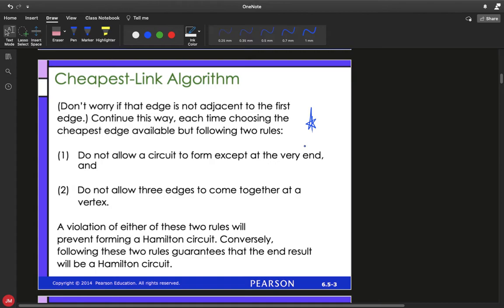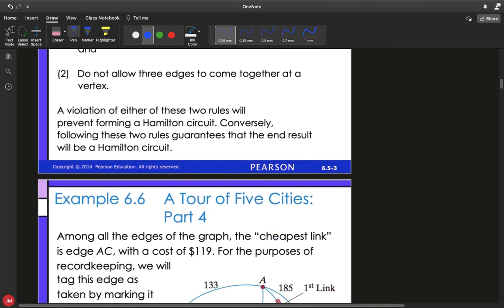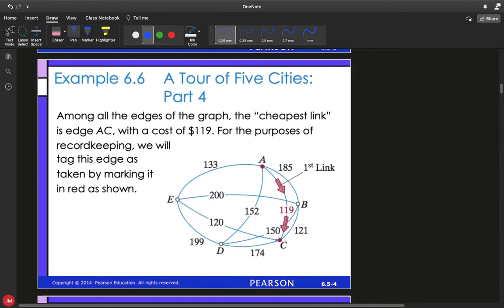The second rule is that we're not going to allow three edges to come together at a single vertex. What that basically ends up meaning is that it's once again not going to be ideal and is not going to work. So again, as long as we follow these two rules, we should be able to use this cheapest link algorithm fairly easily. Let's take a look at an example of this using that tour of 5 cities. This is the one that we've used for each of the other examples as well, so we should be fairly familiar with this graph.